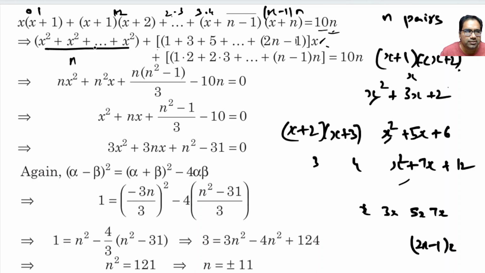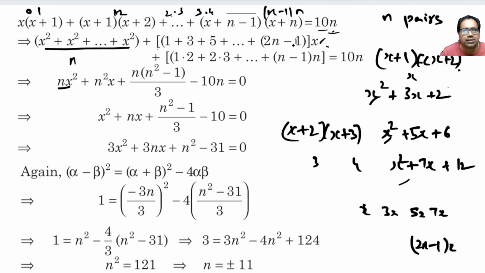So what is this? x square, n terms, this is n x square. Then 1 plus 3 plus 5 plus, the sum of the first n odd numbers. The sum of the first n odd numbers is n square. We know that, right? For example, the sum of the first three odd numbers, 1 plus 3 plus 5, is 9, which is nothing but 3 square. The sum of the first two odd numbers is 2 square: 1 plus 3 is 4. How is this?